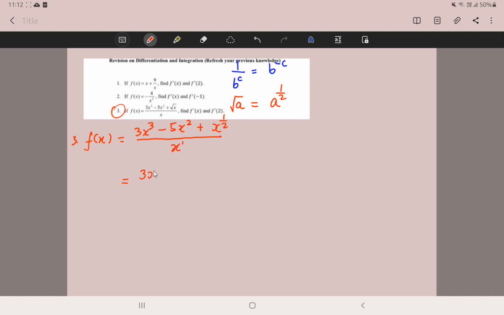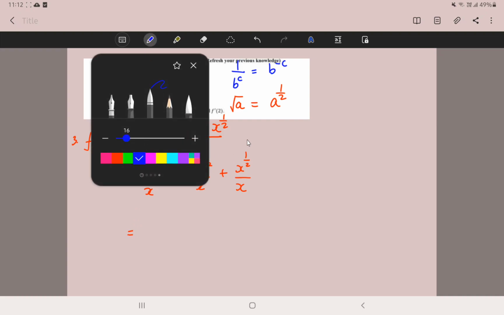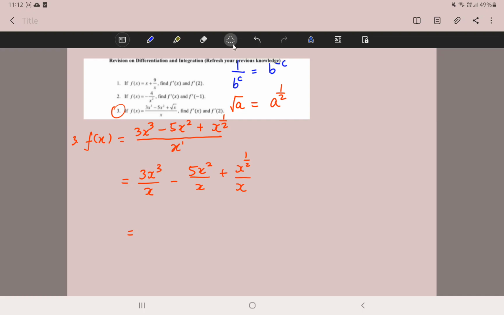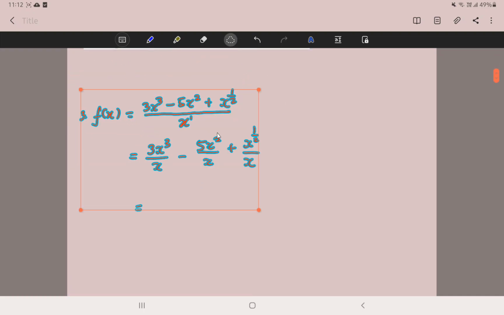So 3x cubed divided by x, minus 5x squared divided by x, plus x to the power of 1 half over x. Sorry, it's not minus half, it's only 1 half. So if you still remember the indices rule, I hope you still remember, right? So let me write it here probably.